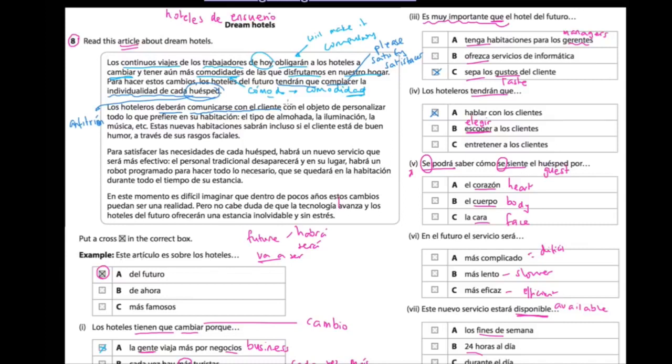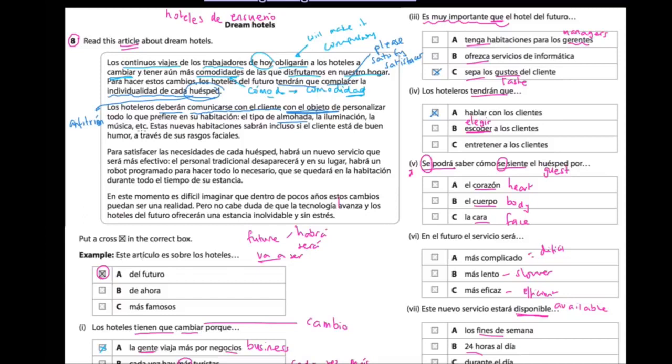So they need to communicate with the client con el objeto de, with the intention of, or with the purpose of, personalizar todo lo que prefiere en su habitación. To personalize everything that the person prefers in their bedroom. El tipo de almohada, pillow, la iluminación, lighting, la música, music. Okay, so far we haven't got any information here for question 5.